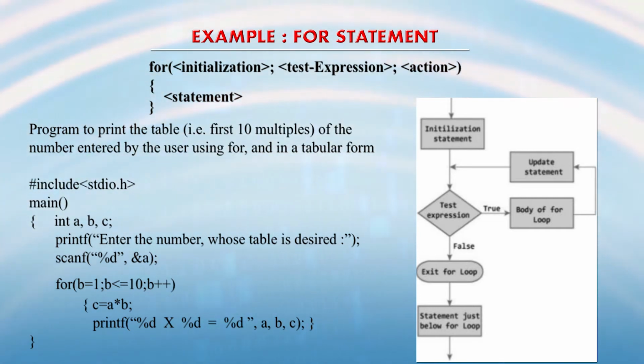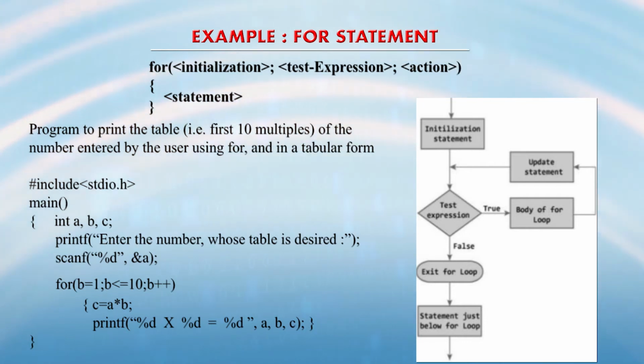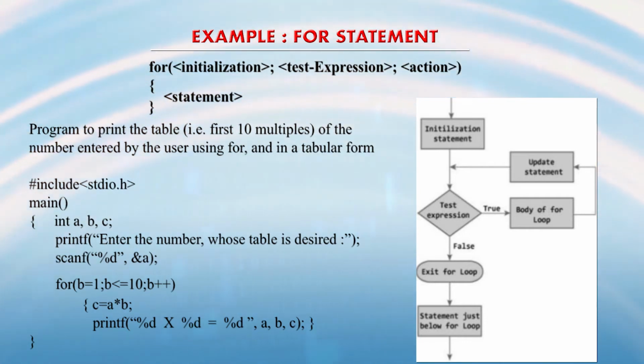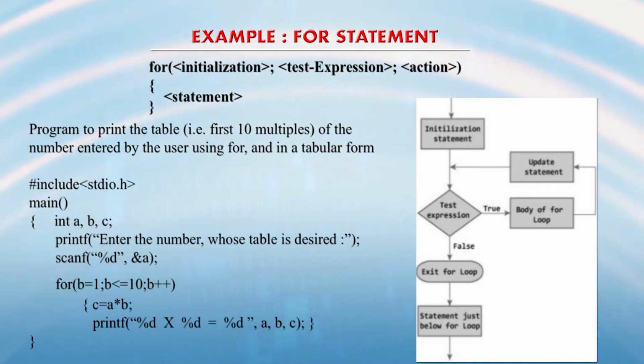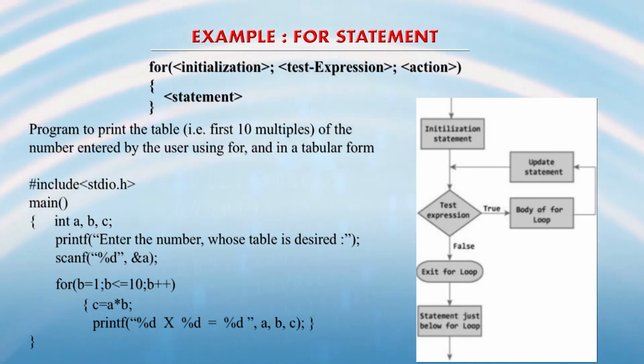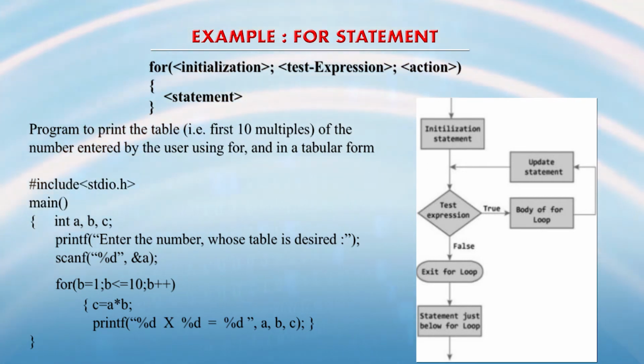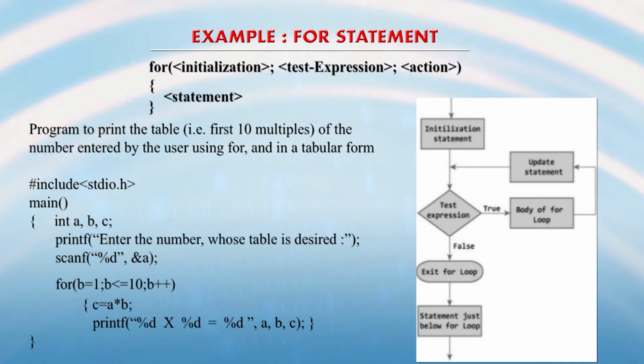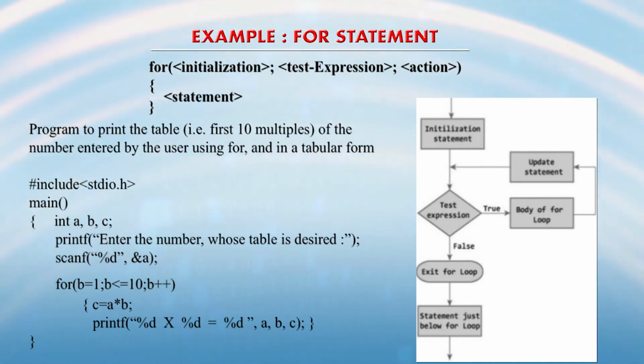Now, again 2 is less than 10, so it is incremented to 3. So, the new value of c will be 2 * 3 = 6, and the output will be 2 x 3 = 6, and so on, it will be printed up to 10. So, we are able to write the table of 2 by using this program.